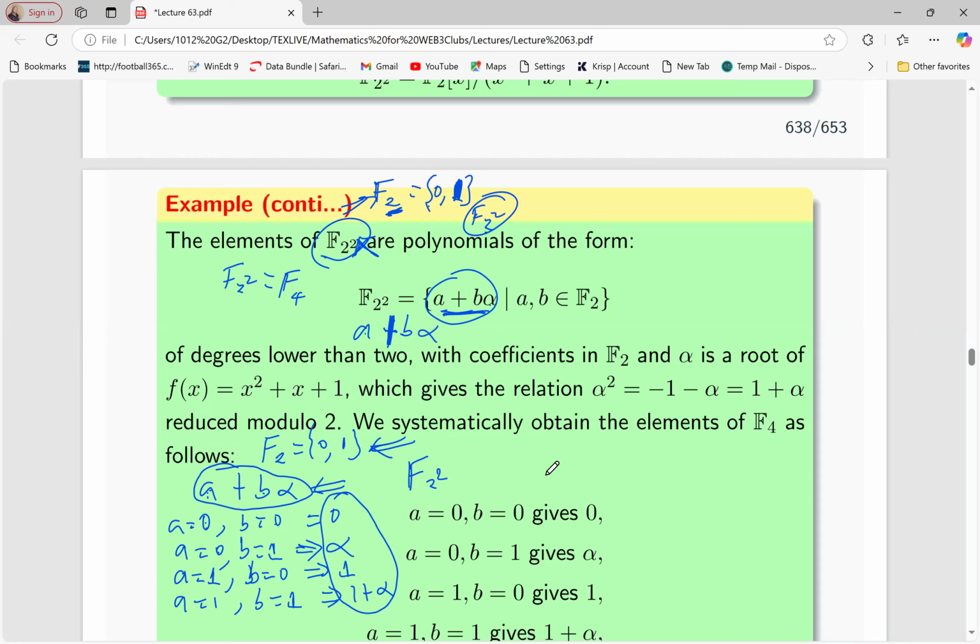So we are asked about the elements of F2^2. What have we done? We've come up with an extension. We had this field that had only these two elements.